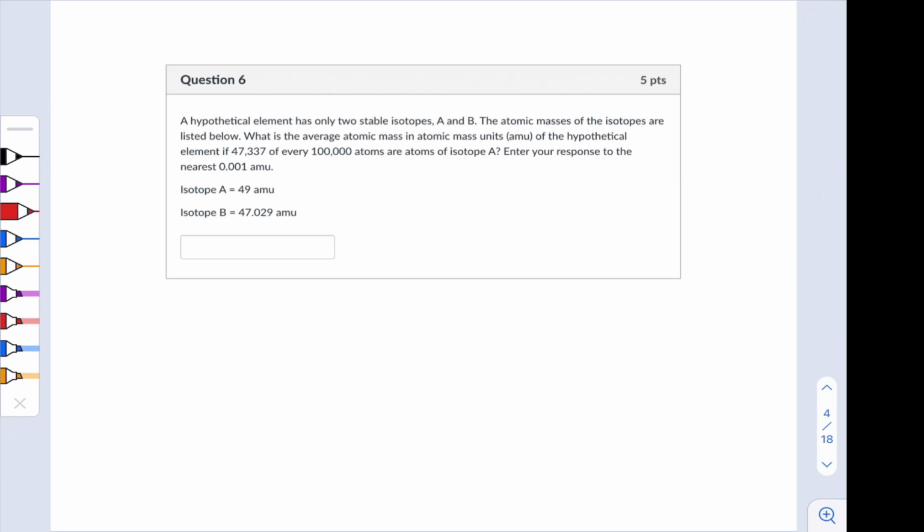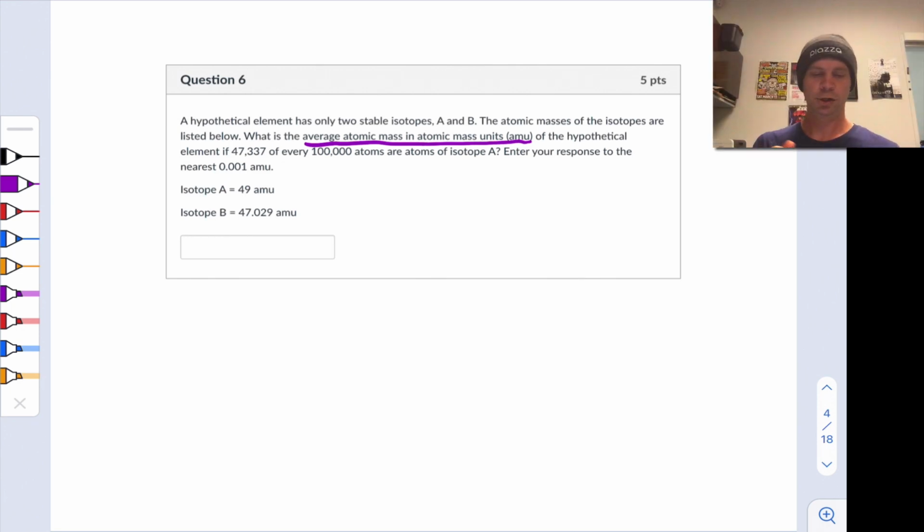Question 6 here is all about isotopic abundance. We're thinking about a hypothetical element with two stable isotopes, A and B. We have isotope A with a mass of 49 AMU and isotope B with a mass of 47.029 AMU. And we're asked, what is the average atomic mass in atomic mass units if the abundances are as they're listed here? And let's write out these abundances to make things a little bit more clear numerically.